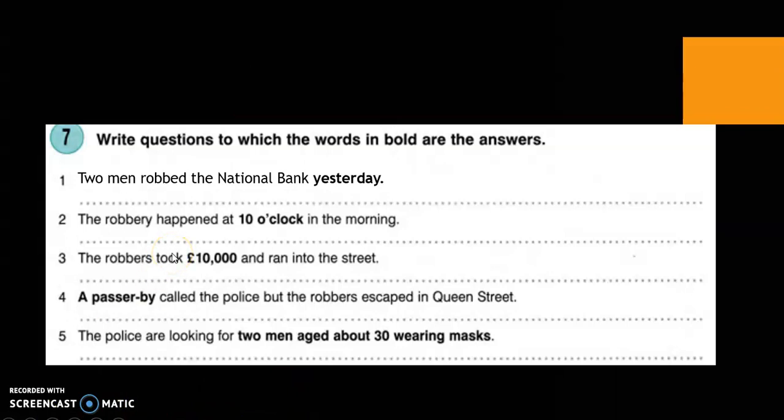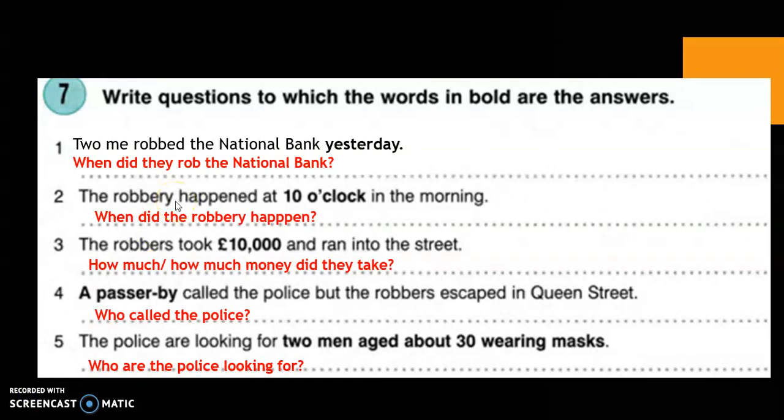Let's practice making questions. Here you have some sentences to write questions about the information in bold type. So pause the video, write the questions, and then check. Well, here you have the answers. When did they rob the National Bank? When did the robbery happen? How much money did they take? Who called the police? And who are the police looking for?